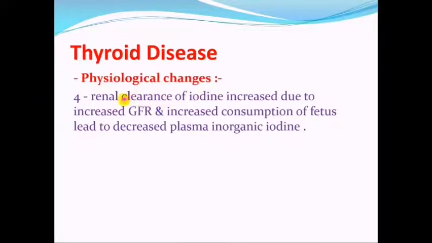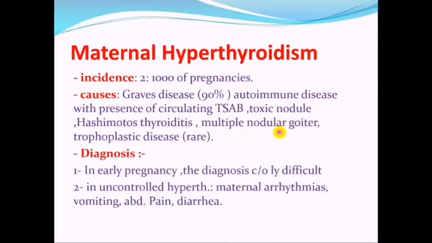While the renal clearance of iodine tends to be increased because of an increase in the renal blood plasma flow and an increase in the glomerular filtration rate, and because of an increase in the consumption of iodine by the fetus, the patient tends to have a reduction in the plasma inorganic iodine. This may also increase the risk of certain diseases involving the thyroid gland during pregnancy. These are the normal physiological changes involving the thyroid gland.